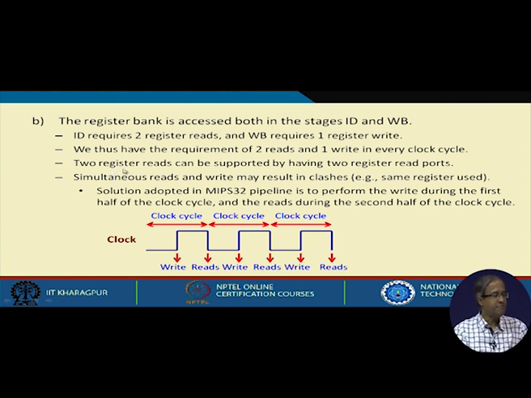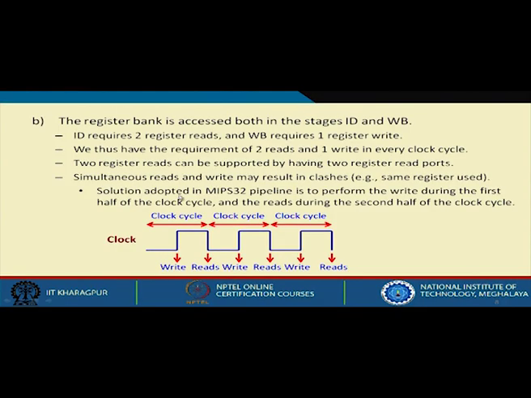So, how can we have 2 register reads? Well, if our register bank has 2 separate read ports, then reading 2 registers parallelly or concurrently is not that much of a problem. But the trouble will be if someone is trying to read register R1, but someone else is trying to write into register R1, then what will happen? Simultaneous reading and writing will result in a clash if the same register is used.